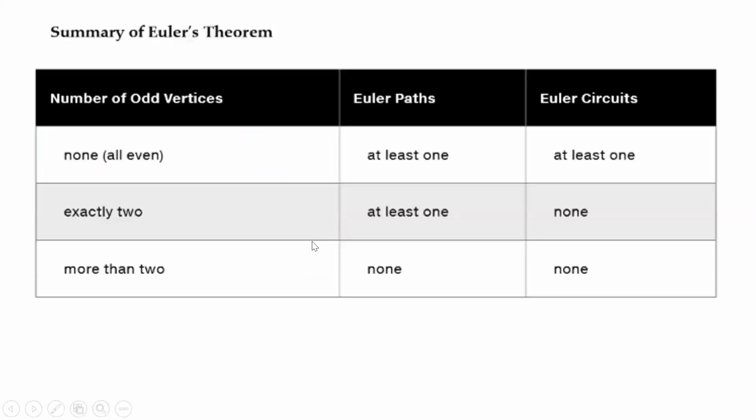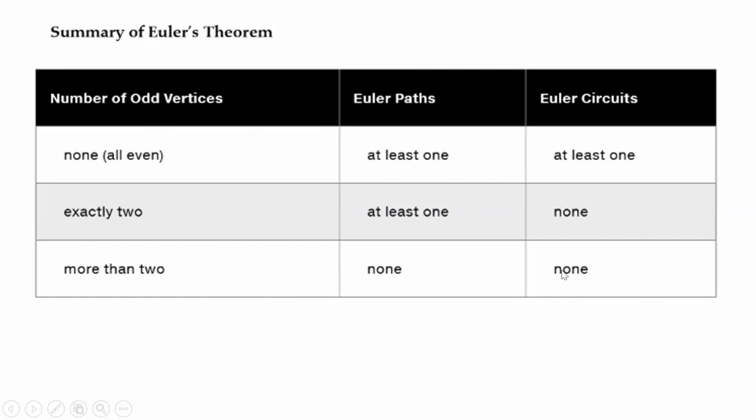All right. So let's summarize Euler's theorem here. If the number of odd vertices is none, so basically they're all even, then there's going to be at least one Euler path, and there's going to be at least one Euler circuit. Now, if there are exactly two odd vertices, guess what? There's going to be at least one Euler path, but no circuits. And if we have more than two odd vertices, then we have no Euler paths and no Euler circuits.